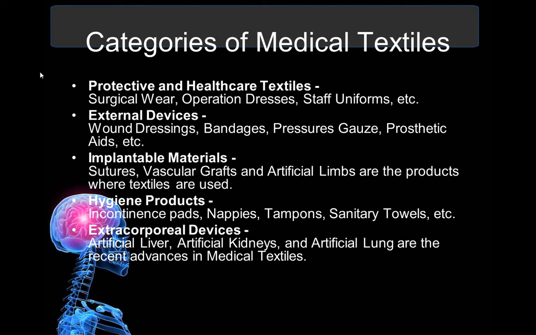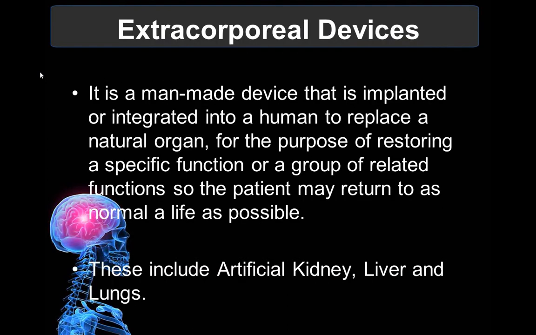Protective and healthcare textiles include surgical wear, operation dresses, staff uniforms, etc. External devices include wound dressings, bandages, pressure gauze, prosthetic aids, etc. Implantable materials include sutures, vascular grafts, and artificial limbs. Hygiene products include incontinence pads, nappies, tampons, sanitary towels. And there come extracorporeal devices, which include artificial liver, artificial kidneys, and artificial lungs, also known as mechanical lungs, and these are the latest advances in medical textiles.